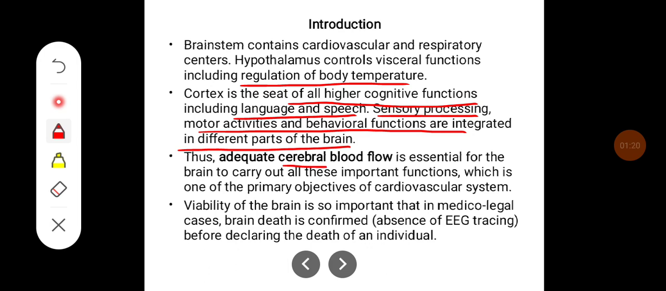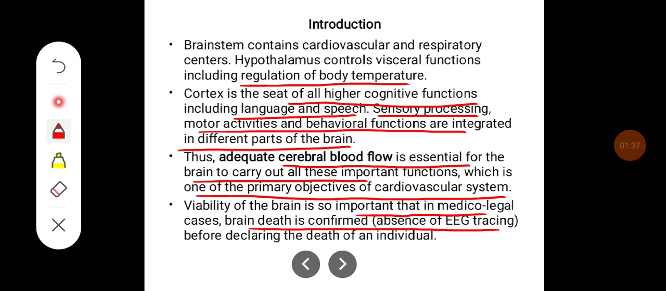Thus, adequate cerebral blood flow is essential for the brain to carry out all these important functions, which is one of the primary objectives of the cardiovascular system. Viability of the brain is so important that in medico-legal cases, brain death is confirmed when there is absence of EEG tracing before declaring the death of an individual.